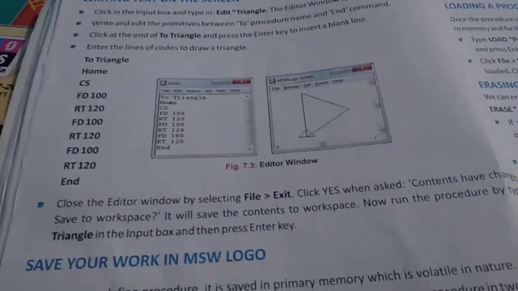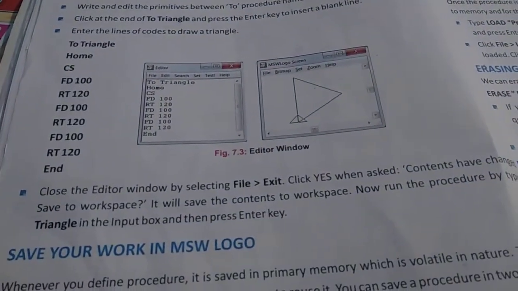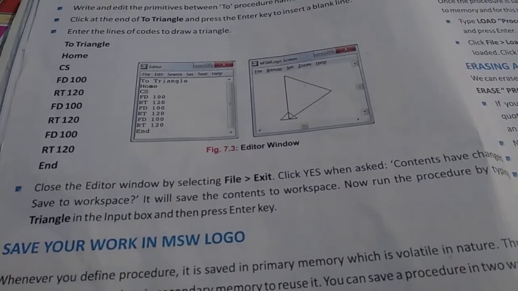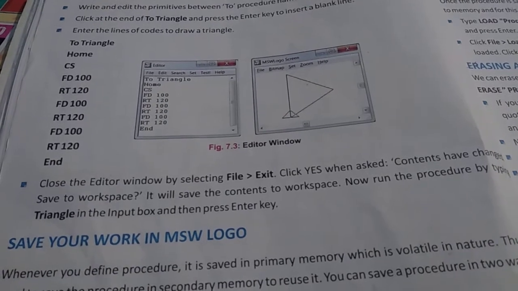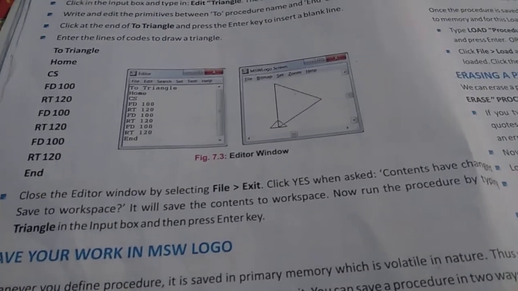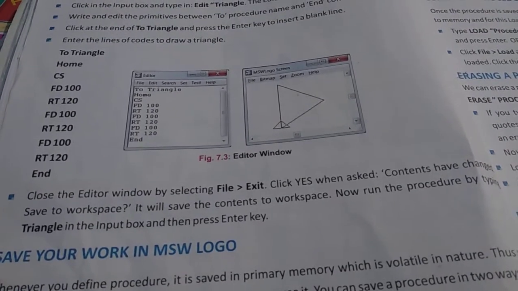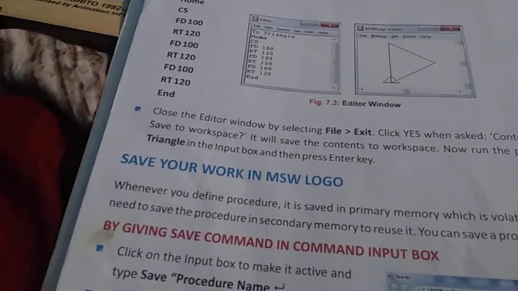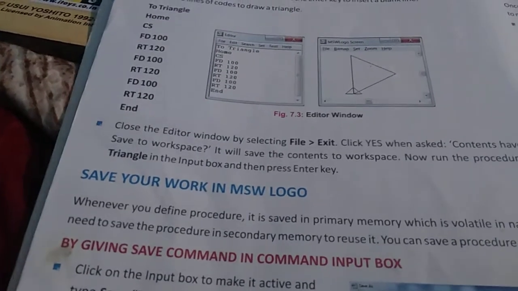Close the editor window by selecting File, Exit, and click Yes when asked. If you want to exit the editor, you will click the File button and then the Exit button. When asked, contents have changed, save to workspace, it will save the contents to the workspace.